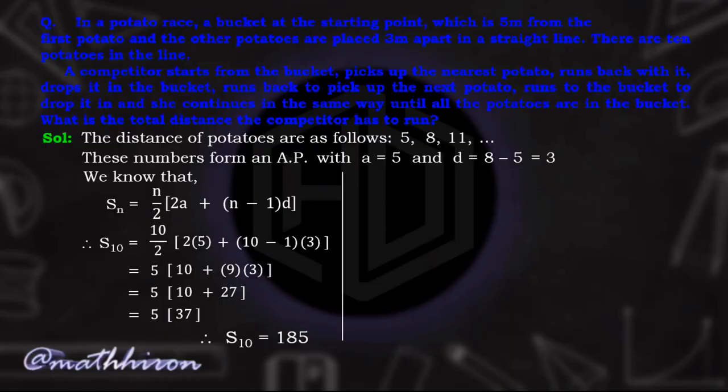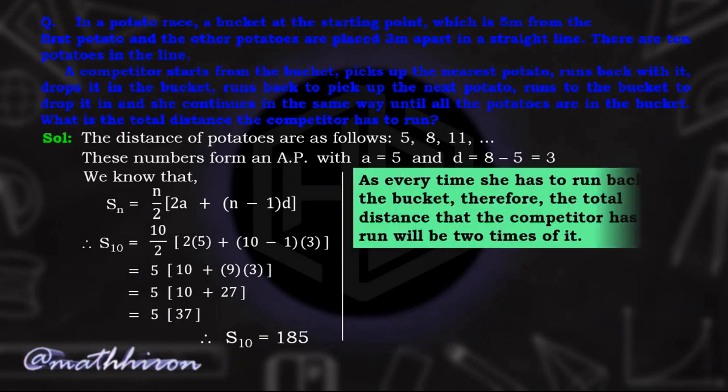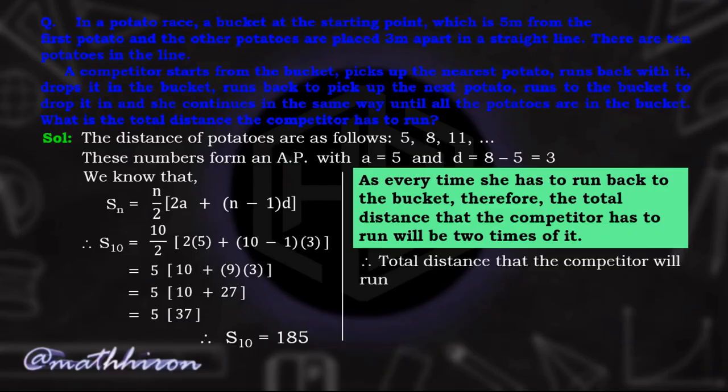Now, the next part is very important, as every time she has to run back to the bucket. Therefore, the total distance that the competitor has to run will be 2 times of it. So, the total distance that the competitor has to run is 2 times the sum of 10 terms, that is 185. So finally the answer will be 370 meter. That means the total distance covered by the competitor is 370 meter. So this is our solution.